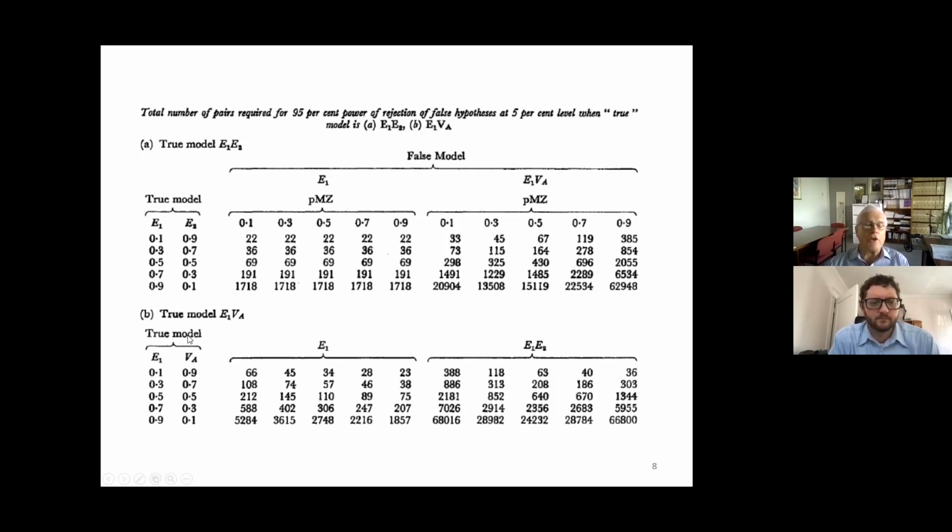Then if you look at the reverse of that situation, where your true model in the population is that the true sources of variation really are E and A in these varying proportions, and then we try and fit an incorrect E model or an incorrect CE model, then you can start to see the numbers we would need.